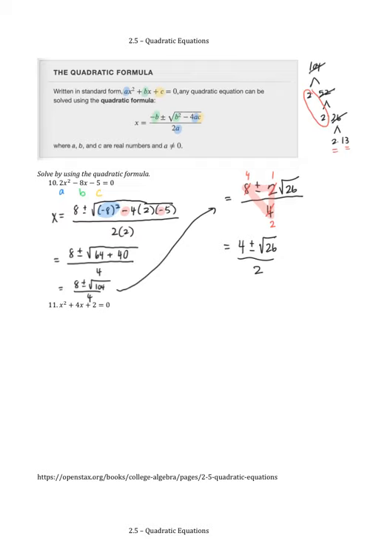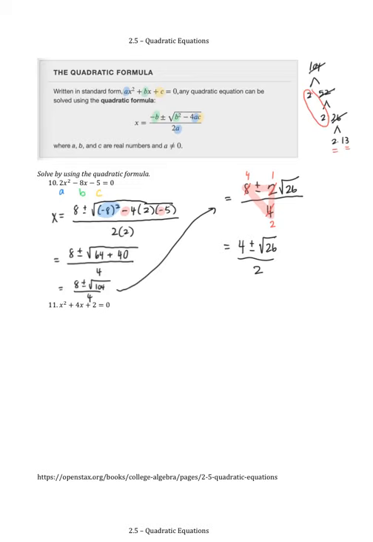Over 2. That is as far as I can take it. So you cannot reduce the 4 and the 2 because there is no number here to reduce with. In order to reduce, like above, every term has to have a common factor. So there's nothing here in front of the square root of 26 to reduce. So you cannot reduce the 4 and the 2.